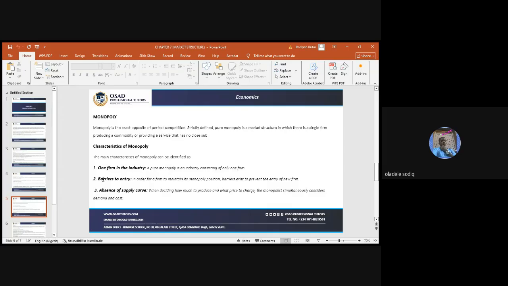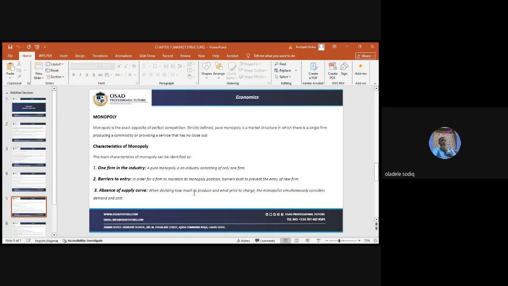Then there is barrier to entry. Unlike perfect competition, whereby we say there is no barrier to entry, there is free entry and exit under perfect competition. But in a monopoly, there is barrier to entry. In order for a firm to maintain its monopoly position, barriers exist to prevent the entry of new firms. So we said only a single firm, only one firm. So in that situation, there is a barrier. It's not a market whereby anybody can just come and sell, unlike that of perfect competition.